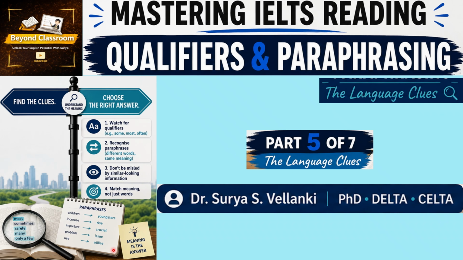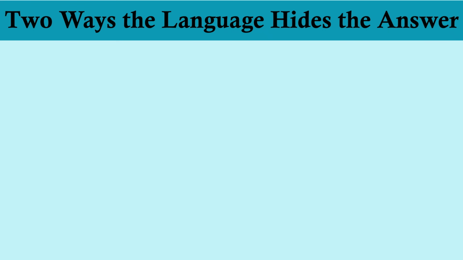By now, you know the main question types and the key distinction between them. This video is about the language itself, the small words and clever rewording that determine whether you get an answer right. Today, we are focusing on two skills: understanding qualifiers and seeing through paraphrasing. Once you master these language clues, the answers become much easier to find. Let's get started.